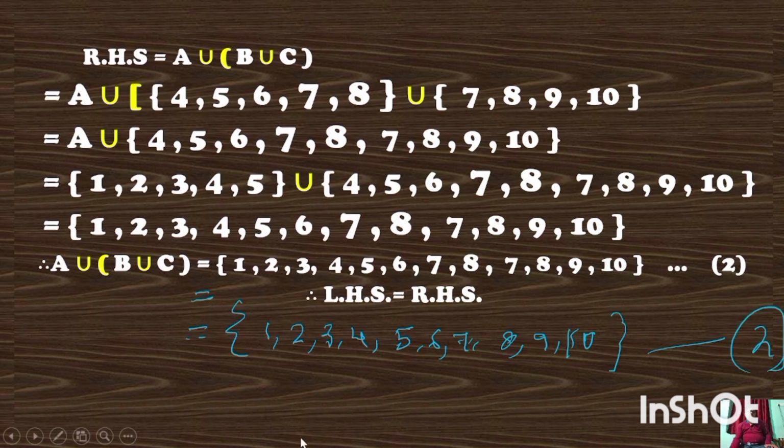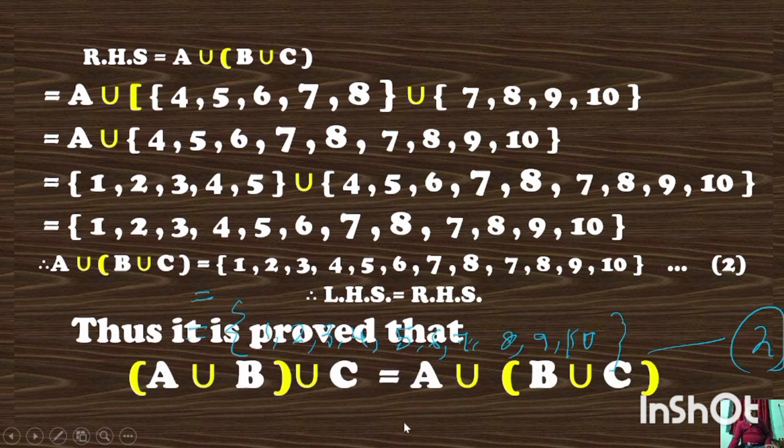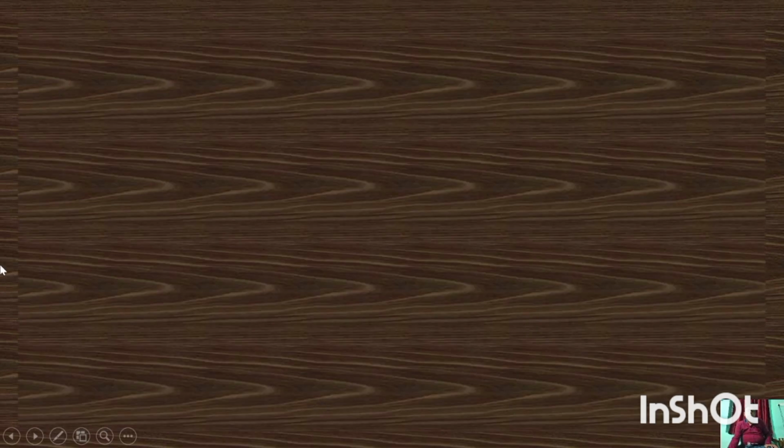The elements are repeated and the set does not vary. It is clearly understood that LHS is equal to RHS. Thus it is also proved that (A ∪ B) ∪ C is equal to A ∪ (B ∪ C). It means the union of sets obeys the associative law. This is how we can prove the property by using an example.